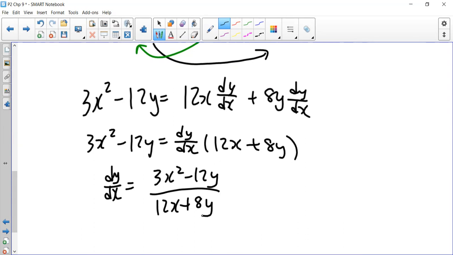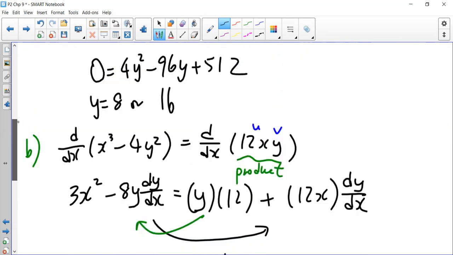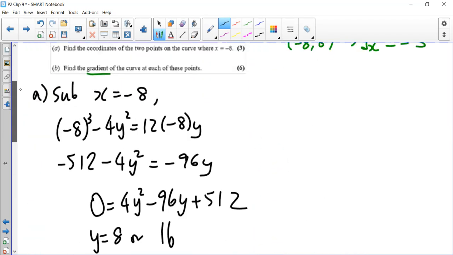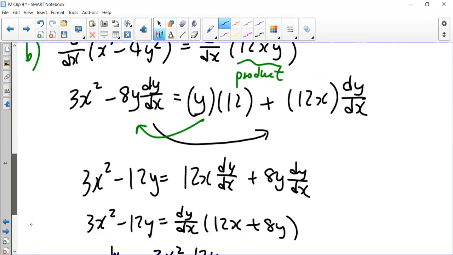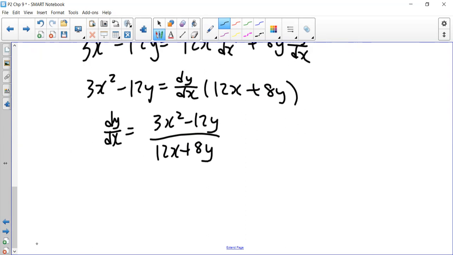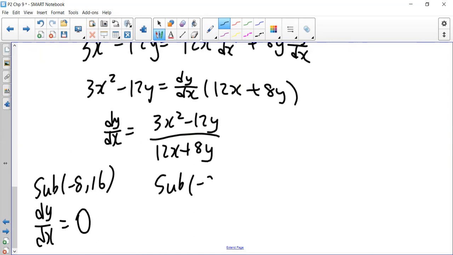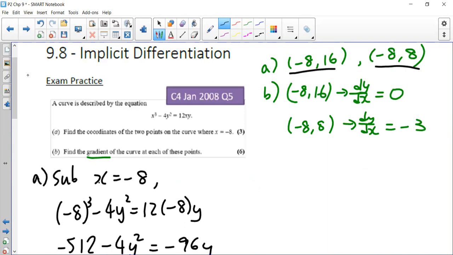You don't have to simplify anything in terms of algebra. The reason being is I'm not sure if there is anything you can do in here. However, all we care about is substitution. So I'm going to sub in the points minus 8, 16 and minus 8, 8. So when I sub in minus 8, 16 into that, dy by dx, if you put it in a calculator, you should get 0. And if you substitute minus 8, 8 in the calculator, the gradient you get is minus 3. And this is how you get the answers. Okay. Right, so the question asks for gradient, differentiate. But you realize there's x and y, so you have to differentiate implicitly.